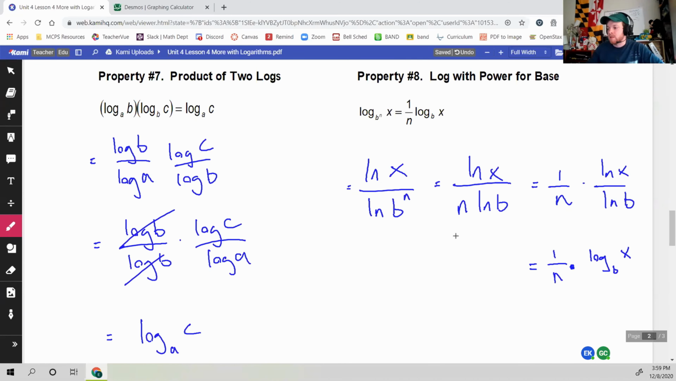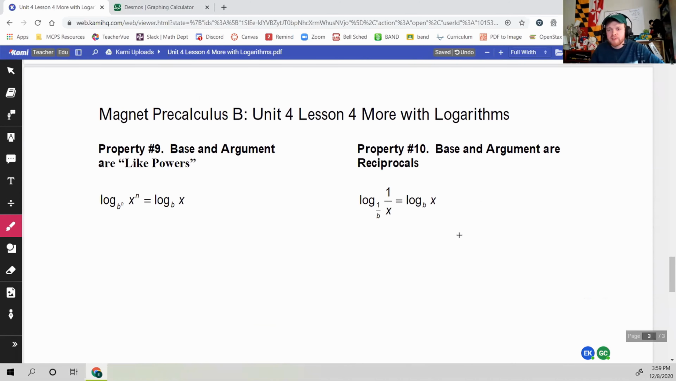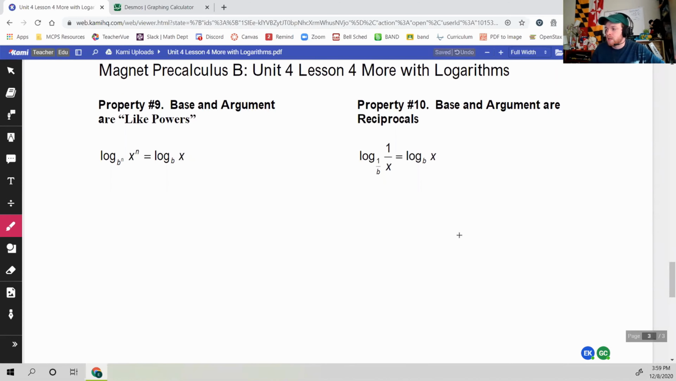All right, we got 2 more properties, and then in class next time, guys, you will use these properties. A tough assignment's coming, but I think it's going to be, what's the word, rewarding, satisfying. All right, property number 9.